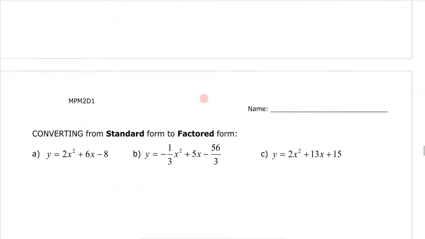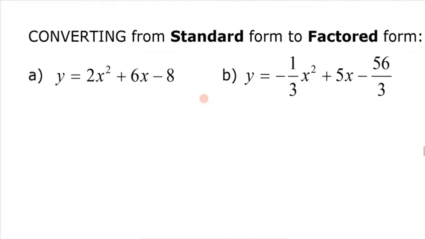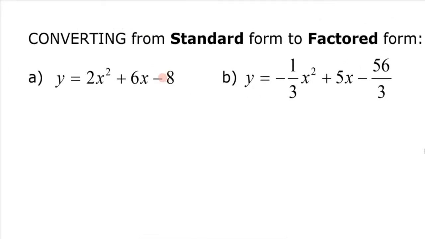Okay. Now let's convert from standard form to factored form. So do this by looking at this first. 2x squared plus 6x minus 8. You first check, is there a common factor? And usually if there's a number in front of x squared, there might be. So 2, is 2 a common factor between the 2, 6, and 8? It is. So do your common factoring first.